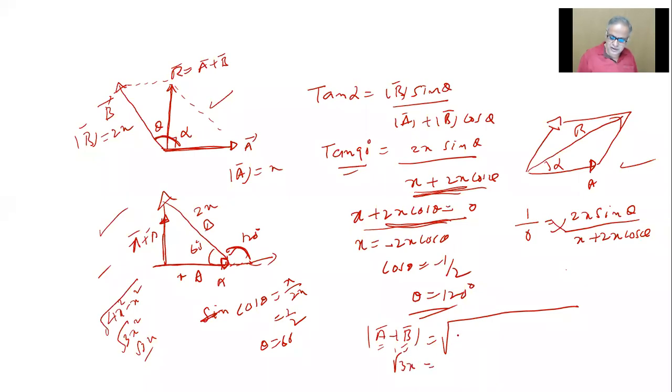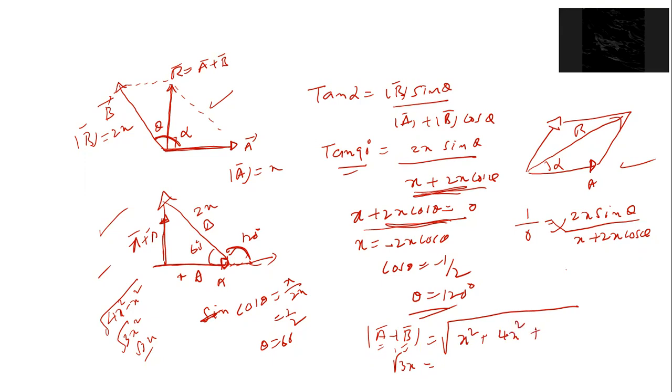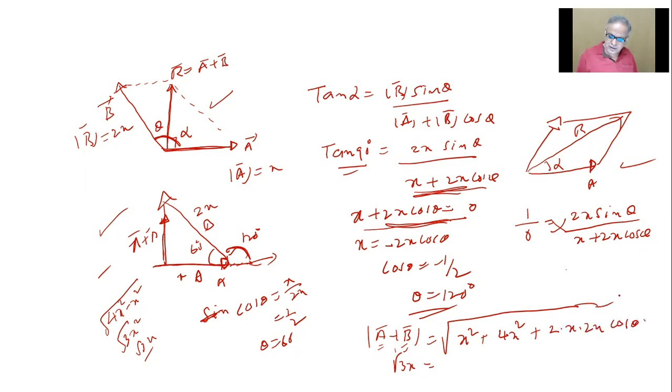Now you write root 3x here. Then you will get x square plus 4x square plus 2 into x into 2x into cos theta. Do you follow? This is root 3x, as we said. Square it and you will get cos theta. So if you want to use the cosine rule, you should get this value. You can't write x plus 2x here.